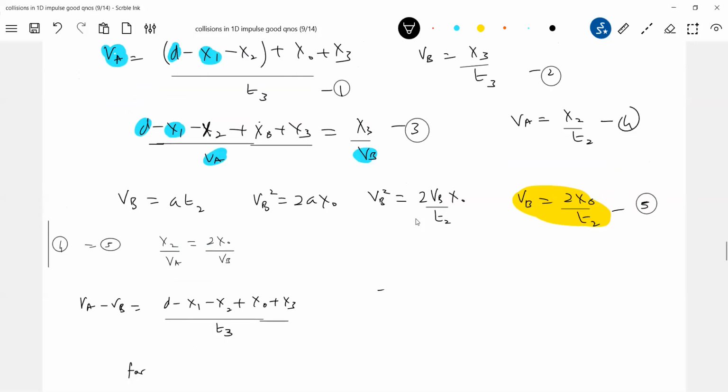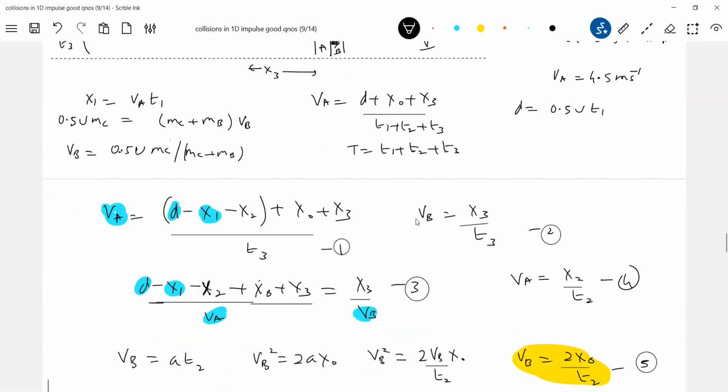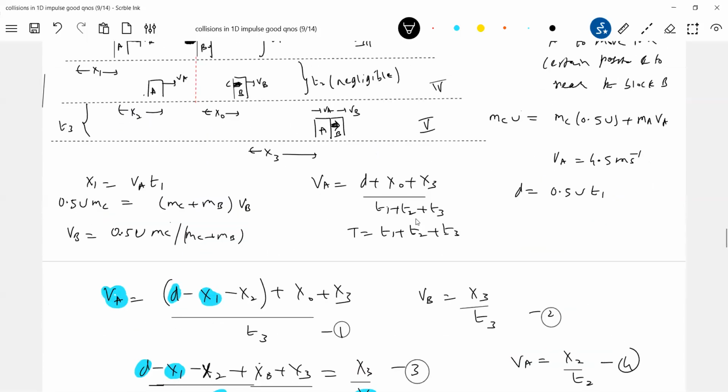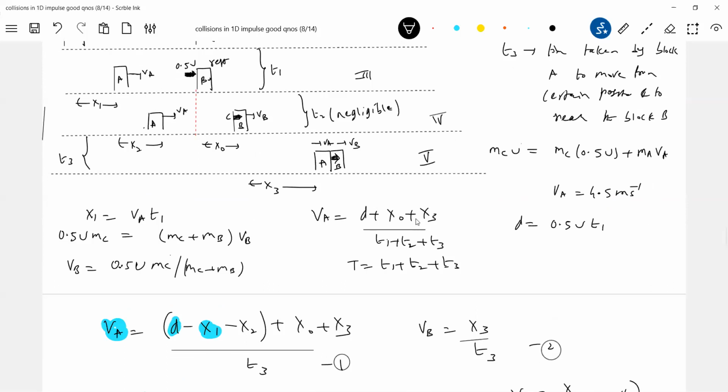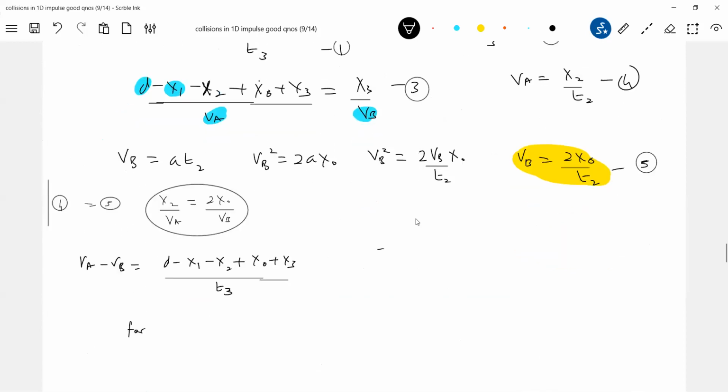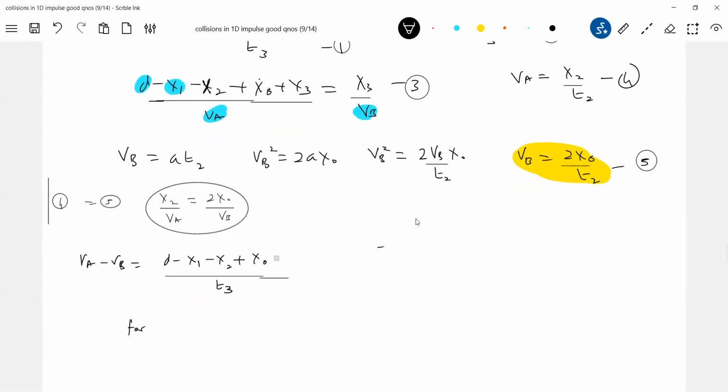Sir, I brought one equation. Wait. Sir, x3 should not be there, right? When we are subtracting the relative distance, this is D minus x1 plus x2. Yes, x3 will not be there. Relative separation, relative distance moved. And we know x2 in terms of x naught here. And T3, what will I do with T3? T3 I'll replace.